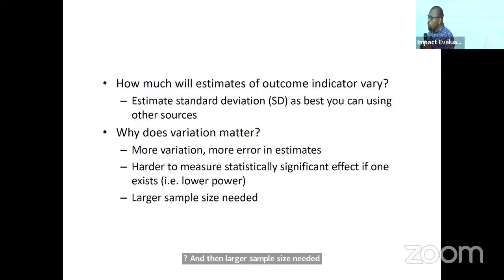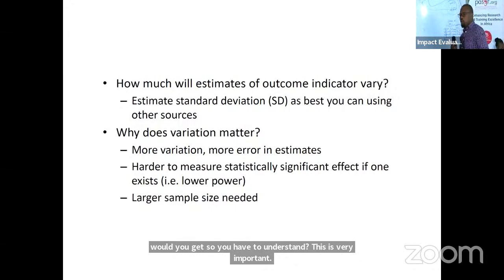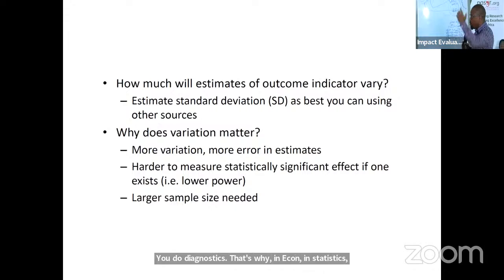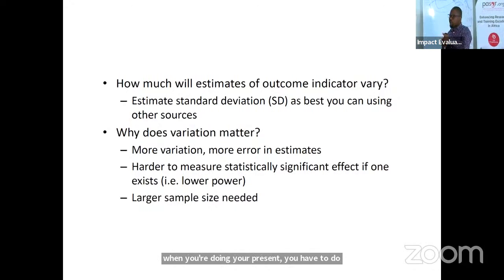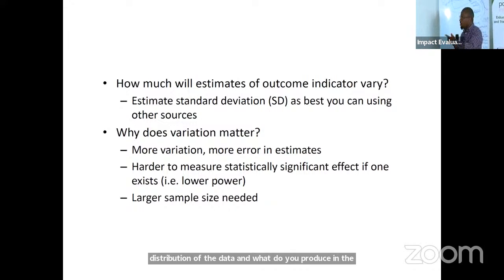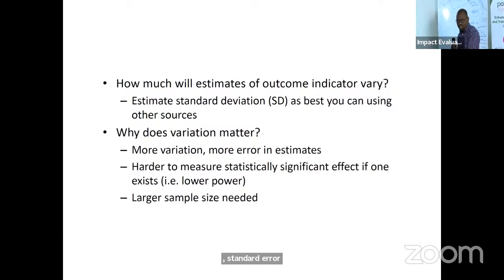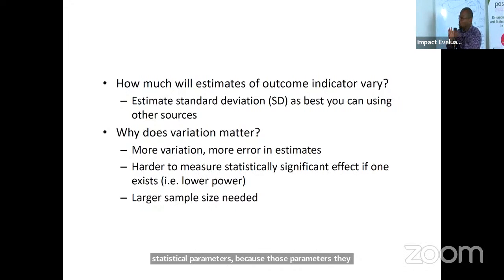Are we together? So you have to understand, this is very important. You do diagnostics. That's why in econ, in statistics, when you're doing your presentation, you have to do descriptive for your data before you start analyzing, right? You do descriptive for your data to show the underlying distribution of the data. And what do you produce in the descriptive of the data? Average, standard deviation, standard error, variance, median, range. The key statistical parameters, because those parameters, they will tell you how dispersed, how skewed. In fact, in other cases, you have to do kurtosis, you have to do lower tail, you have to do all of those. You remember?